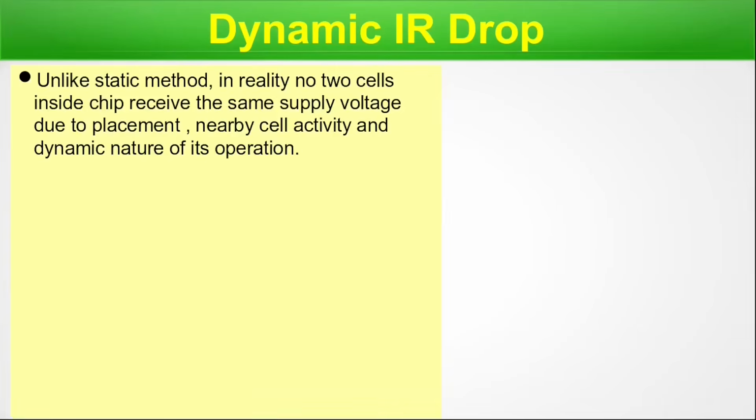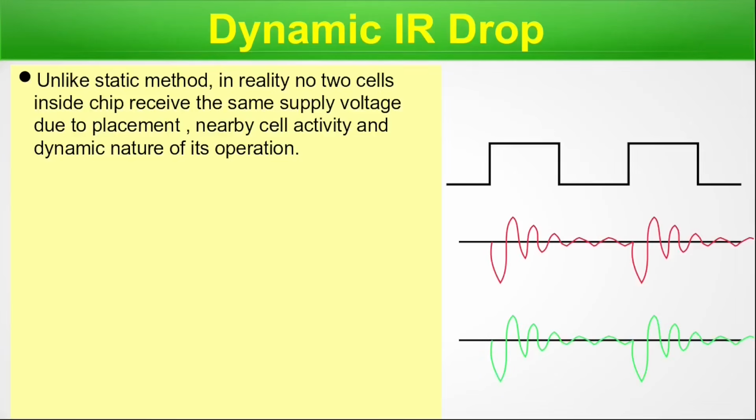Dynamic IR drop. Unlike the static method, in reality, no two cells inside a chip receive the same supply voltage, due to placement, nearby cell activity, and the dynamic nature of its operation. So here you can see one simple diagram. Here is our clock pulse. The black horizontal line is our ideal VDD, and the red line with the wings is our real VDD, which is in sync with the clock pulse. Here on the x-axis we have kept the time, and on the y-axis we have kept the voltage.